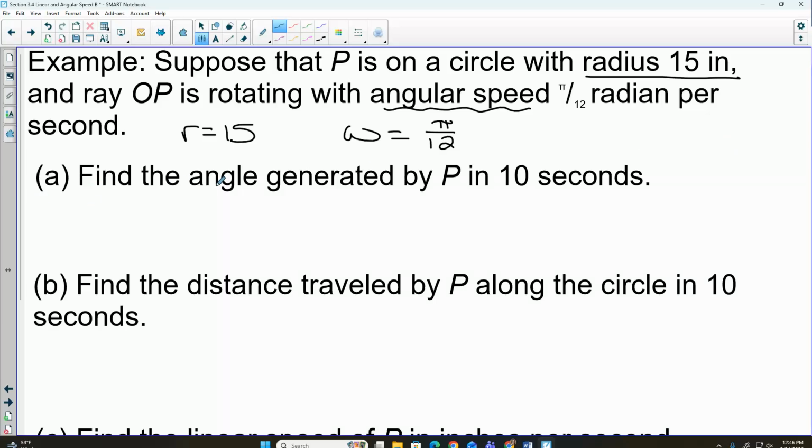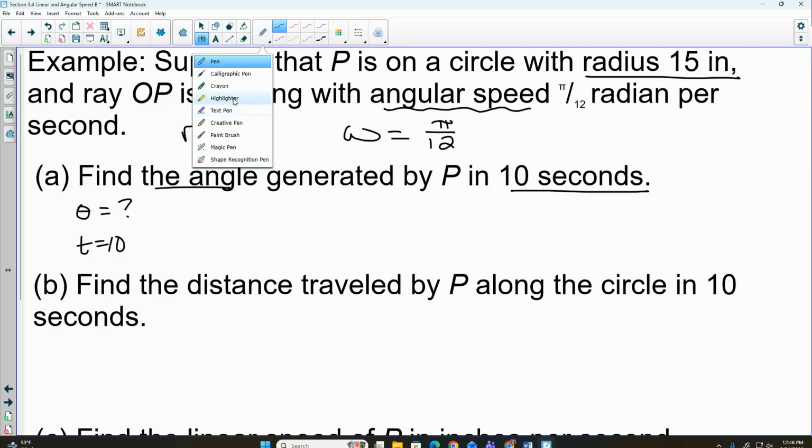Okay, A, find the angle. What variable is an angle? So theta is what I'm looking for. Generated by P in 10 seconds. What's 10 seconds? Okay, first thing, you should always double check your units. This is seconds, this speed is radians per second, so I'm okay. But if one of those was minutes, we would have to make sure we converted them to be the same.